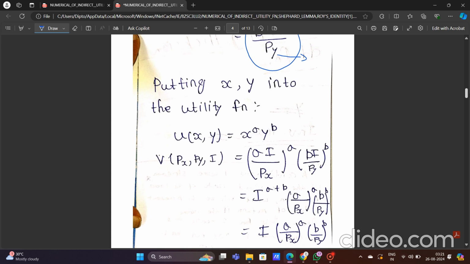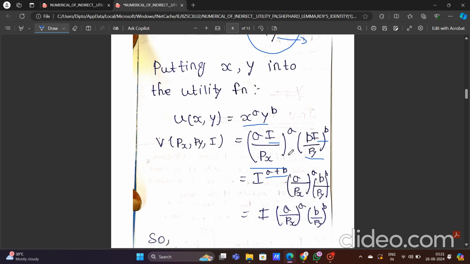So if we put the x and y into the utility function, the utility function was nothing but x to the power a into y to the power b. We are putting the value of x, which is ai by px, in the place of x, and the value of y, which is bi by py, in the place of y. Now if we take I common, then it will be I to the power a plus b. Here I to the power a is here and I to the power b is here. As per the law of indices, if bases are equal, then powers are added, and the remaining parts are (a by px) to the power a and (b by py) to the power b. So now this can be called the indirect utility function.